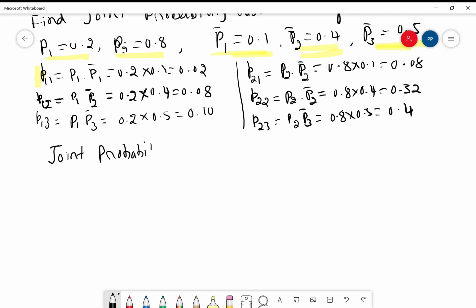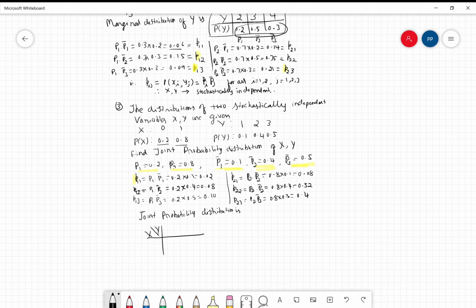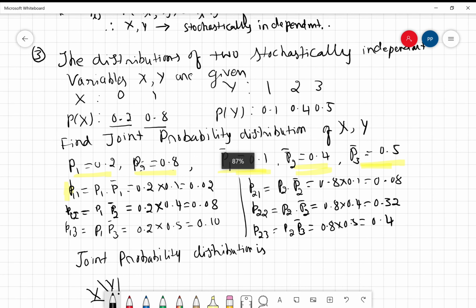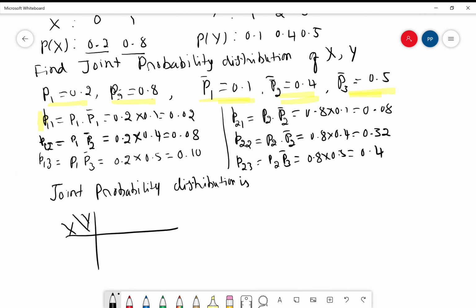Therefore, the joint probability distribution is: X here, Y here. The values of X are 0 and 1, and the values of Y are 1, 2, 3. That is, X can take the values 0 and 1, and Y values are 1, 2, 3.